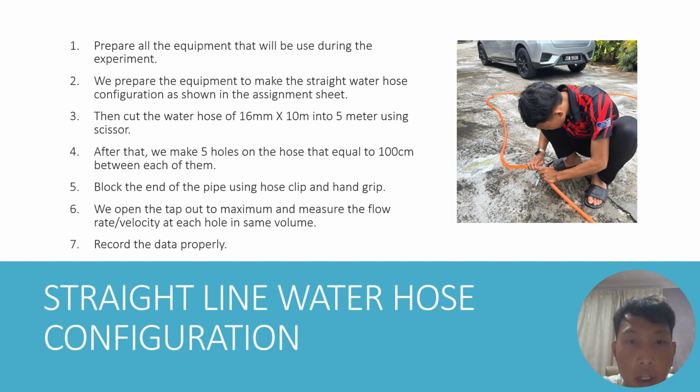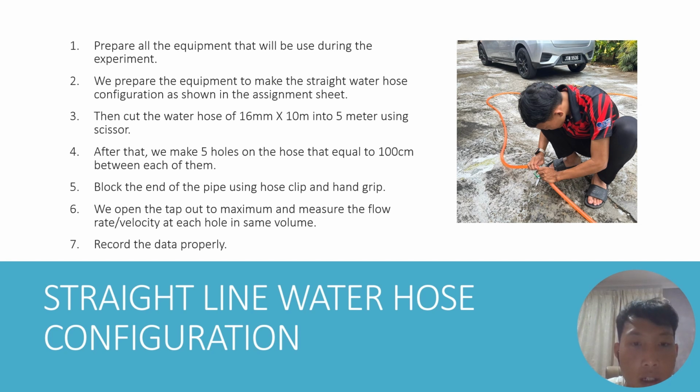Second, we prepare the equipment to make the straight water hose configuration as shown in the assignment sheet. Next, cut the water hose of 16 mm times 10 m into 5 meter using scissors, because we bought it from the shop and the length is too long. After that, we make 5 holes on the hose that are 100 cm apart from each other.